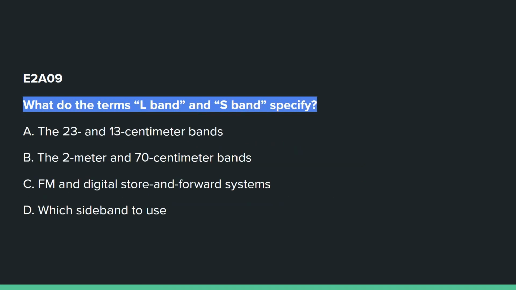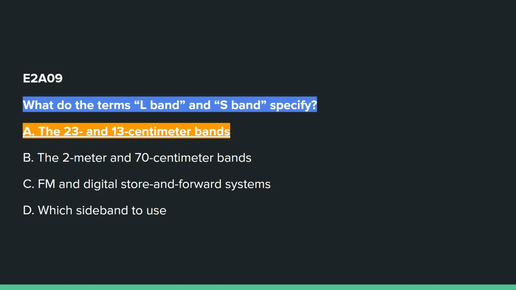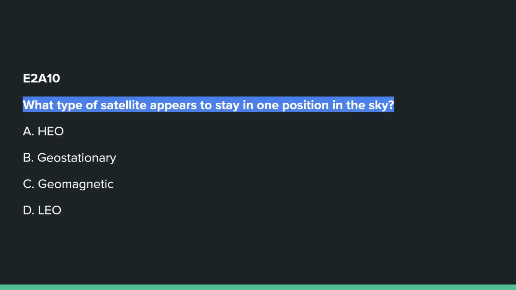E2A09, what do the terms L-band and S-band specify? A, the 23 and 13 centimeter bands. E2A10, what type of satellite appears to stay in one position in the sky? That's B, geostationary.